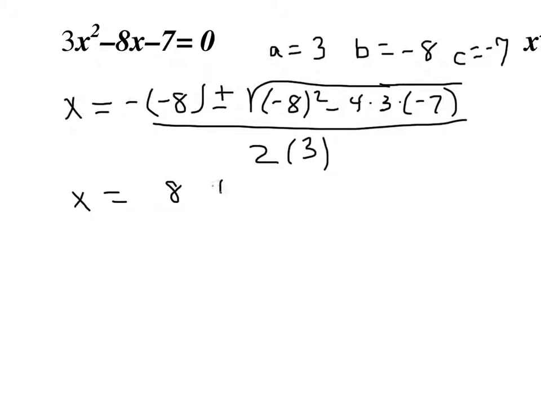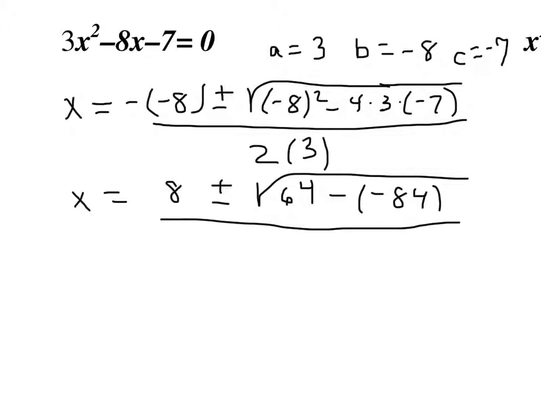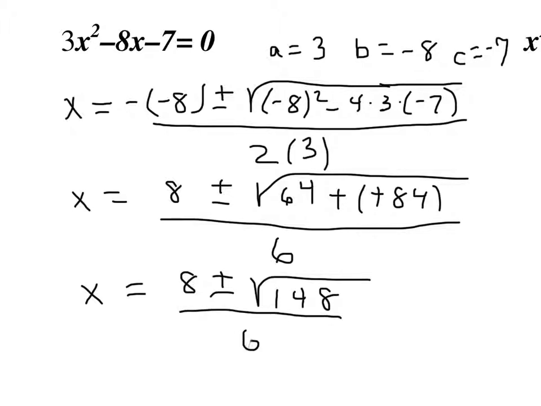That gives us a positive 8. What do you get when you square negative 8? Positive 64. Minus, what's 12 times negative 7? Negative 84. All over 6. Minus a negative 48, minus a negative is the same as plus a positive. So it's 148, all over 6.